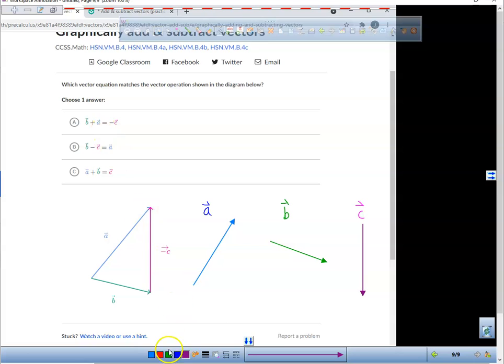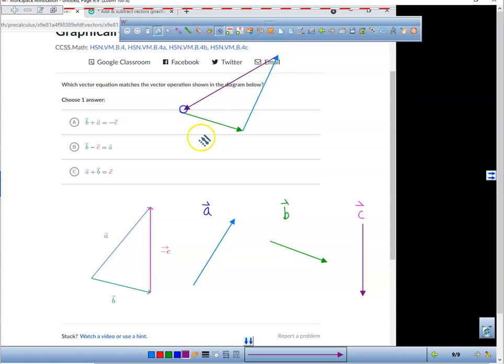What does B look like? Down and to the right. What does A look like? Up and to the right. And what does negative C look like? Straight up. Is this right here, is that straight up? No. So I'm not going to choose that.